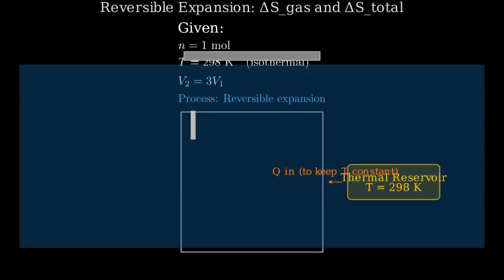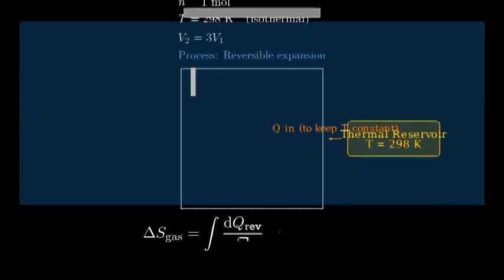Now for the calculation. In an isothermal process for an ideal gas, the change in entropy of the gas is ΔS_gas equals the integral of dq_rev over T, which simplifies to nR times the natural log of V2 over V1. We will write that down.